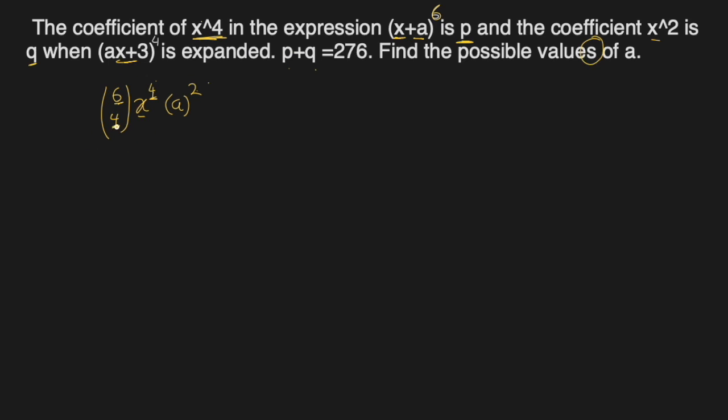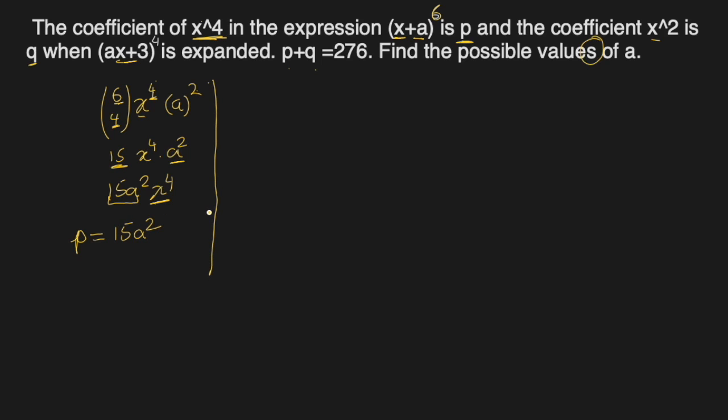So 6C4 is 15. x to the power 4 will be x to the power 4, a squared will remain a squared. So what is the coefficient of x to the power 4 now? 15 and a squared are in front of x to the power 4. So the coefficient of x to the power 4 is 15a squared. This becomes p.